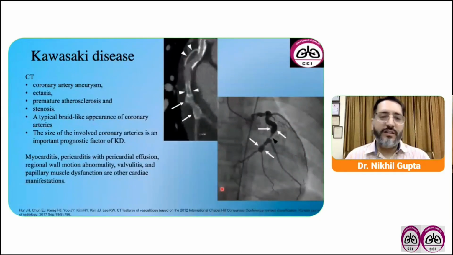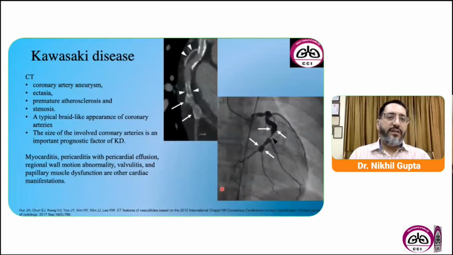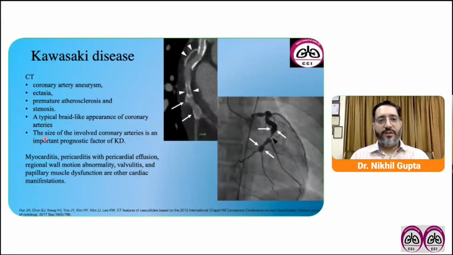Coming to Kawasaki disease, it involves the coronary arteries, causing aneurysm, ectasia, premature atherosclerosis, and stenosis. Typical appearance is braid-like coronary arteries. Here we can see involvement of the coronary arteries with aneurysm, stenosis, and plaque formation.